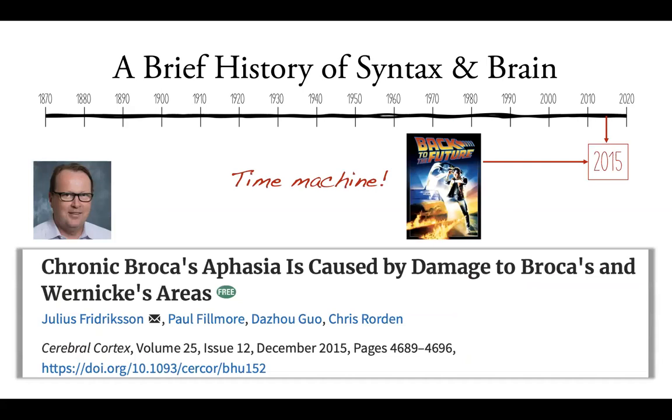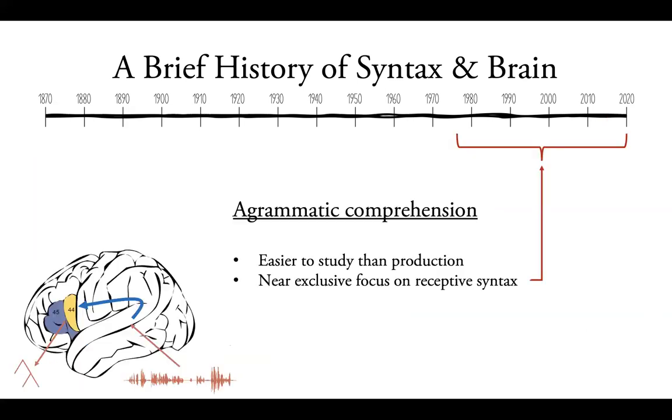If they had a time machine and could fast forward to 2015, they would have realized that the association between Broca's aphasia and Broca's area damage isn't so strong for other reasons as well, but here is a recent observation that chronic Broca's aphasia involves damage not only to Broca's area, but to Wernicke's area. Other work suggests that you don't even need damage to Broca's area. Nonetheless, the point is that the association is not entirely clear, linking Broca's aphasia to Broca's area.